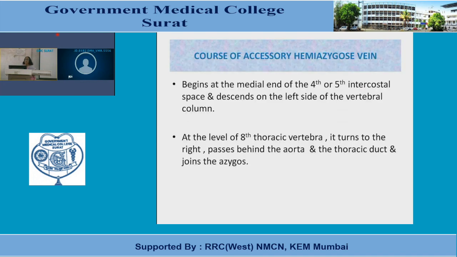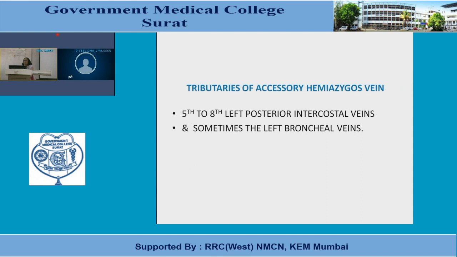What is the course of the accessory hemiazygous vein? It begins at the medial end of the 4th or 5th intercostal spaces and descends on the left side of the vertebral column. Again, at the level of the 8th thoracic vertebra, like the hemiazygous vein, it turns to the right side, passes behind the aorta and the thoracic duct and joins the azygous vein, as we have seen in the previous diagram. What are the tributaries of the accessory hemiazygous vein? The 5th to 8th left posterior intercostal veins and sometimes the left bronchial veins.